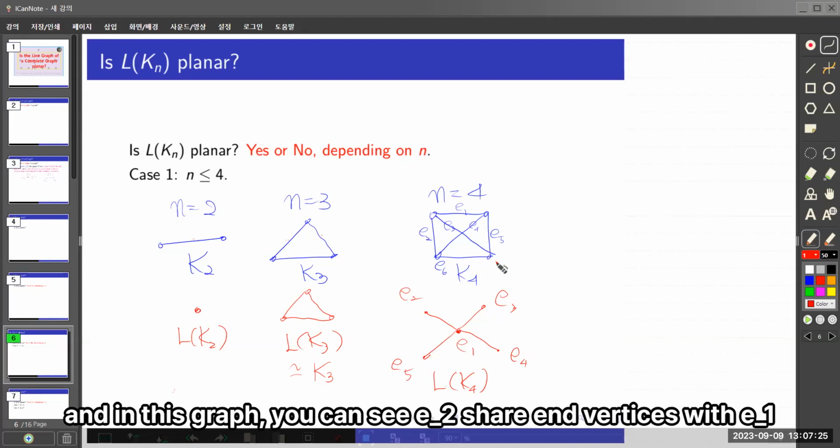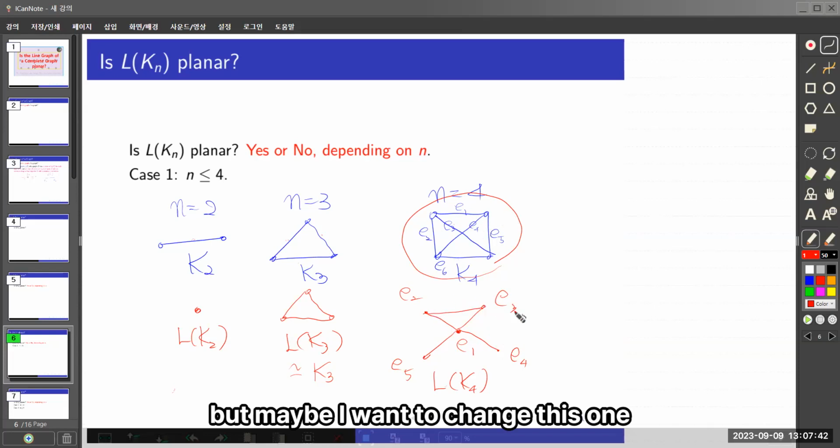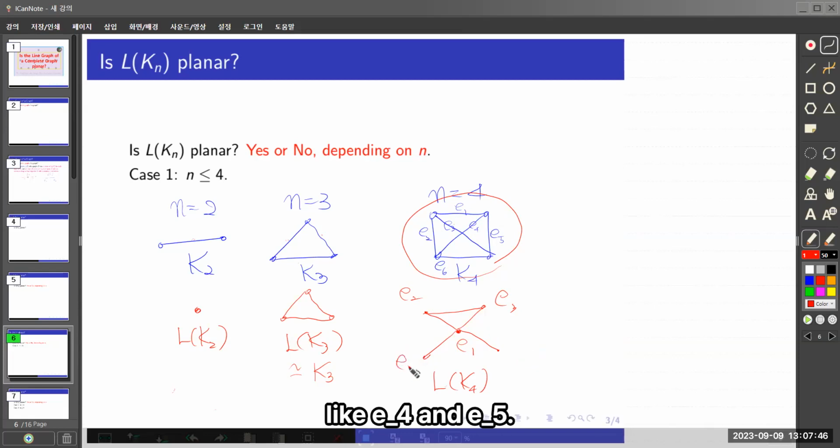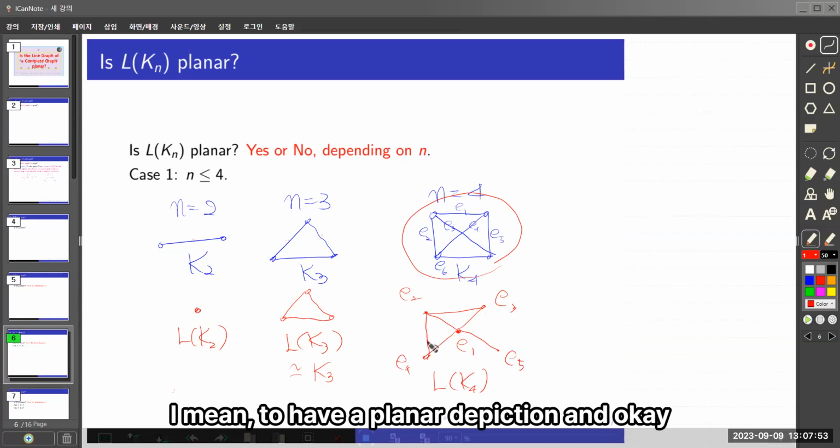And in this graph, you can see E sub 2 shares end vertices with E sub 1 and E sub 3, right? And also E sub 4. Well, you can draw like this, but maybe I want to change this one, like E sub 4 and E sub 5. So it's easier to draw this way, I mean, to have a planar depiction.